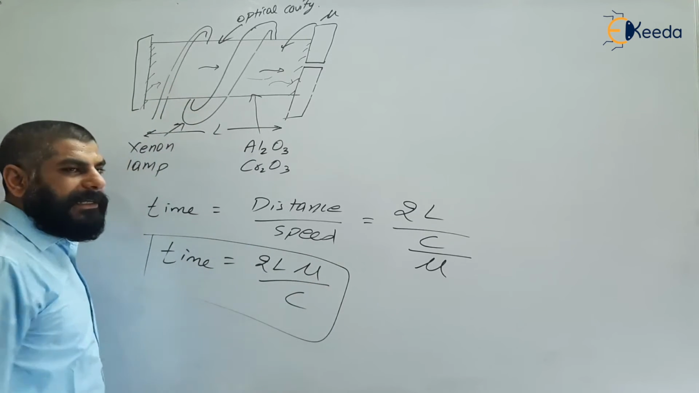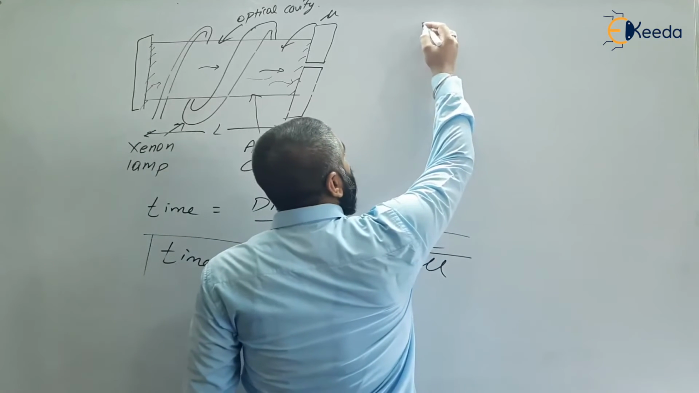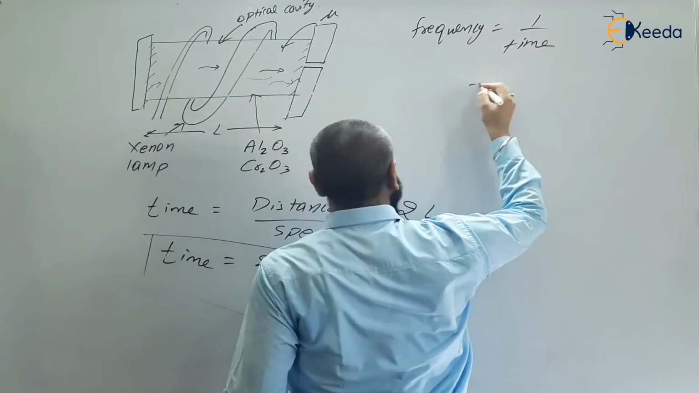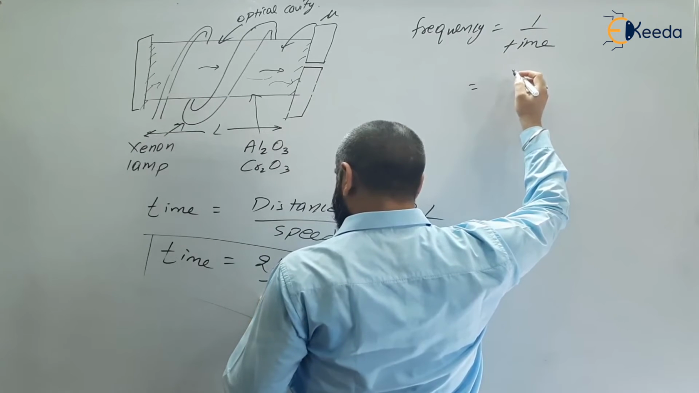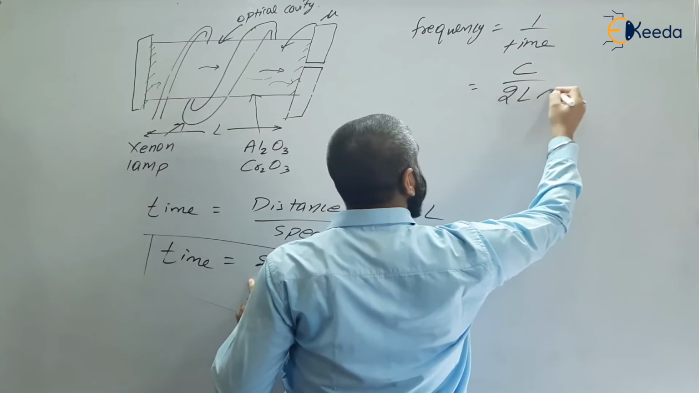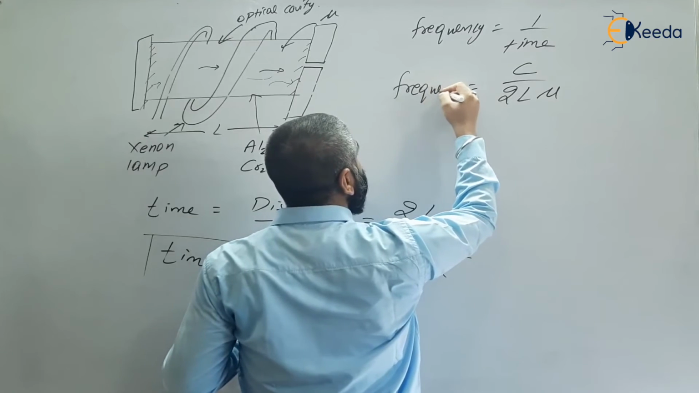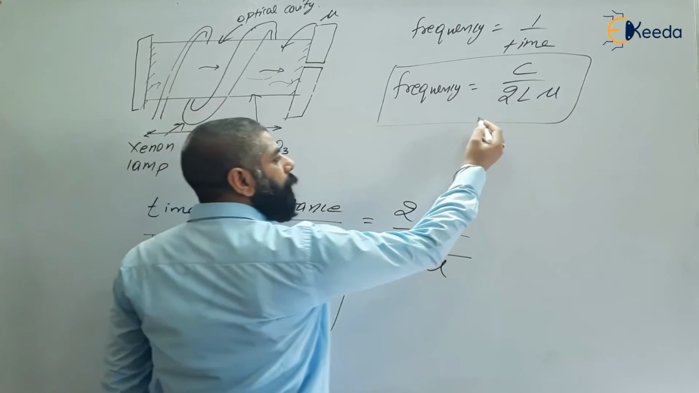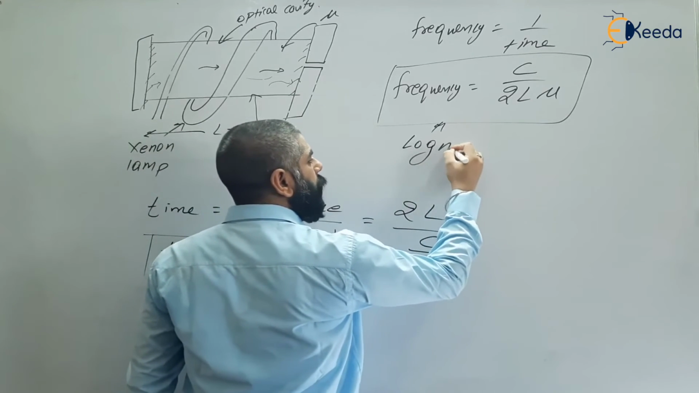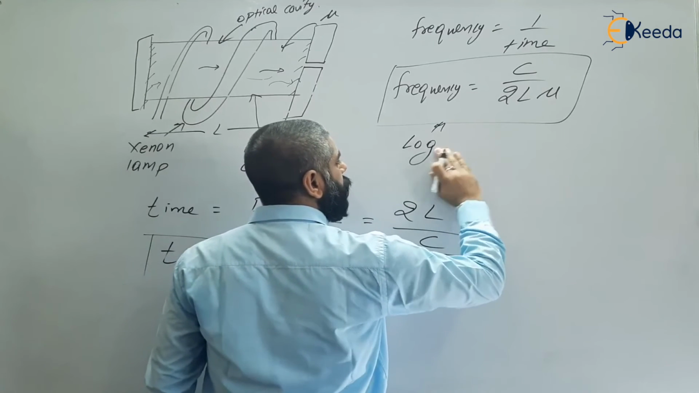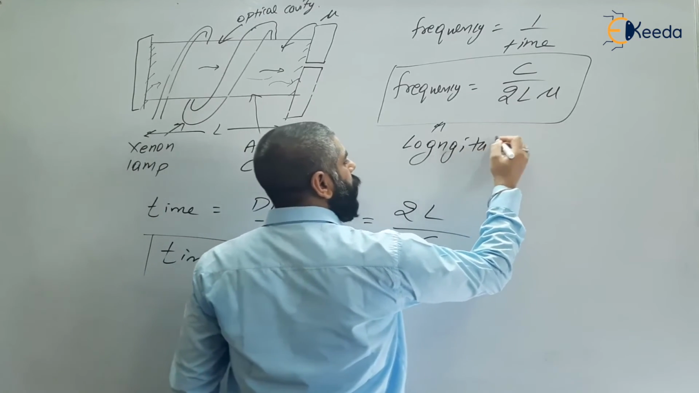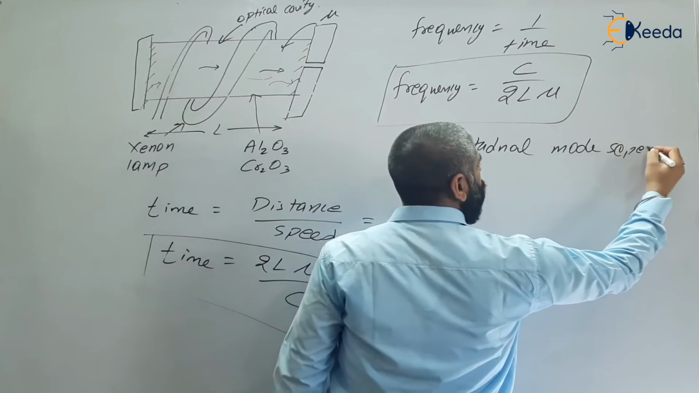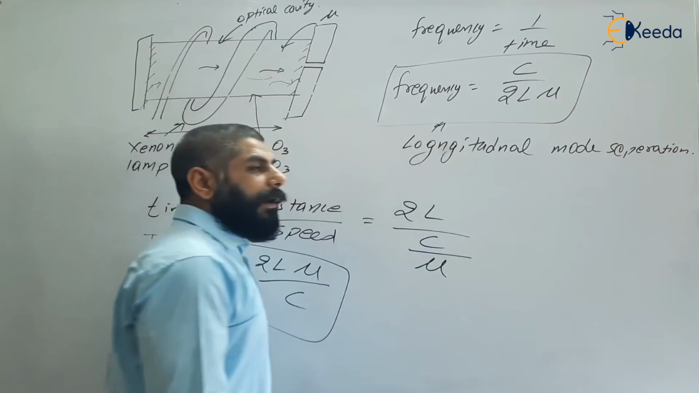We have to calculate the longitudinal mode frequency. Frequency is the reciprocal of time. If you take the reciprocal, you will get C divided by 2L mu. This is the longitudinal mode frequency, or the difference of frequency between the consecutive modes. So this is our formula for longitudinal mode separation.